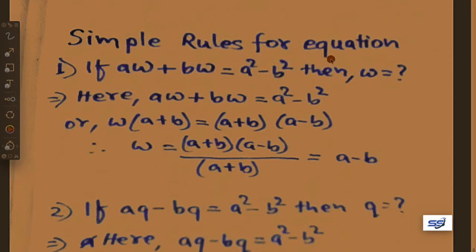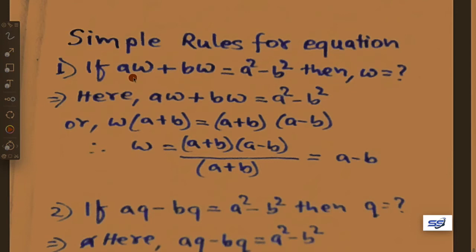Some simple rules for equations. Solving an equation, whether verbal or simple, we should follow some rules. Some equations can be solved by applying certain rules. Now see here, some of the rules are given. Rule number one is given here.